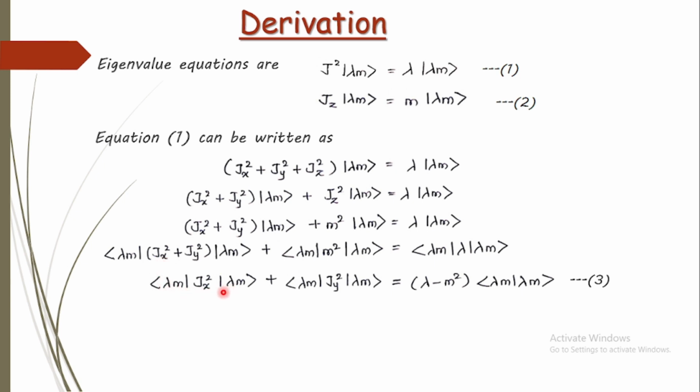Bracket notation with jx square as the operator plus jy square is equal to lambda as it is. This m square will move to the right-hand side and can be written as lambda minus m square into this function. Let us call it equation number 3. Then, we have already studied normalization.